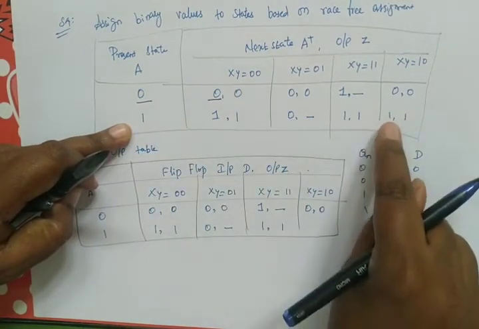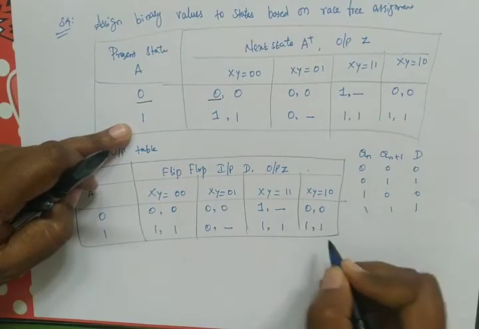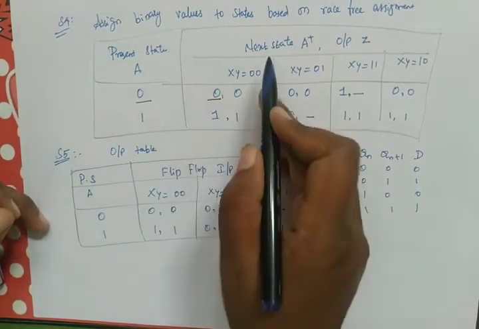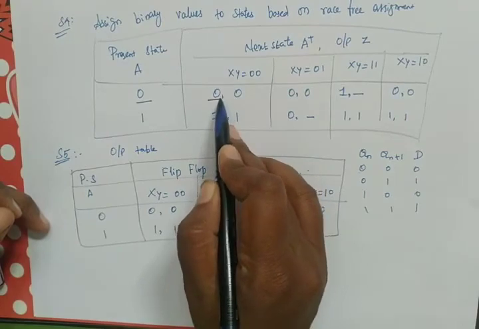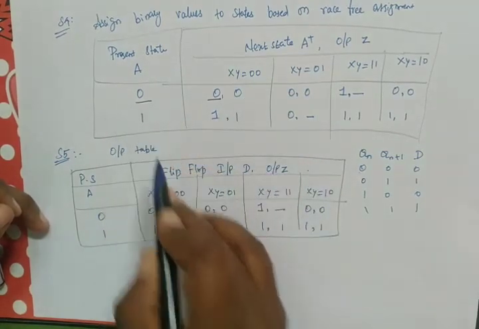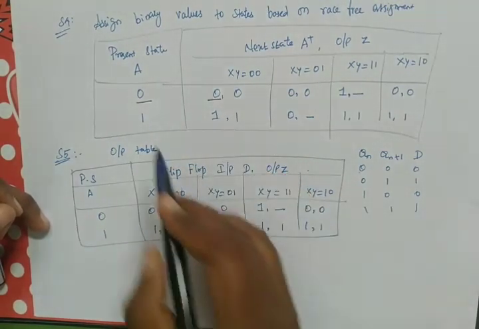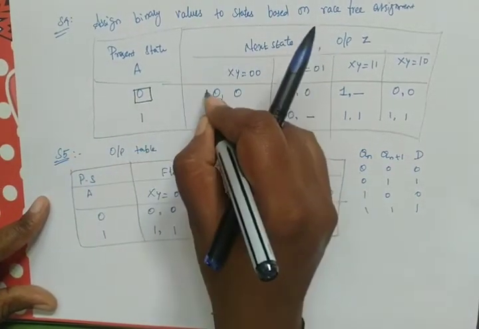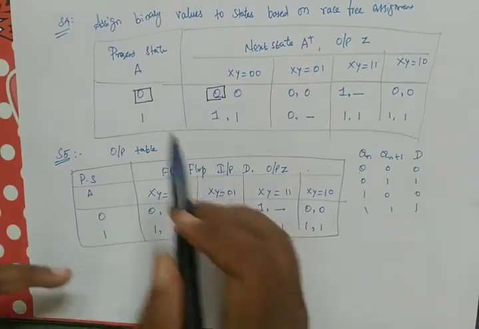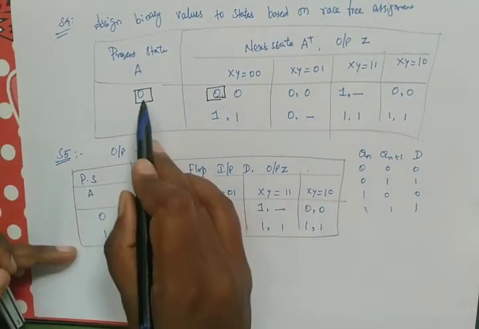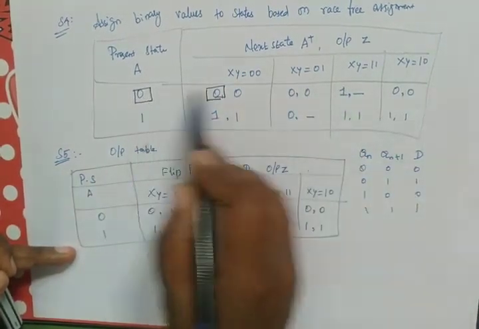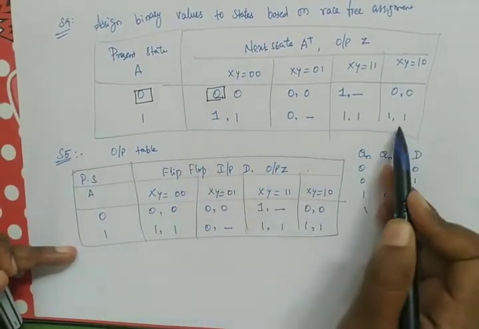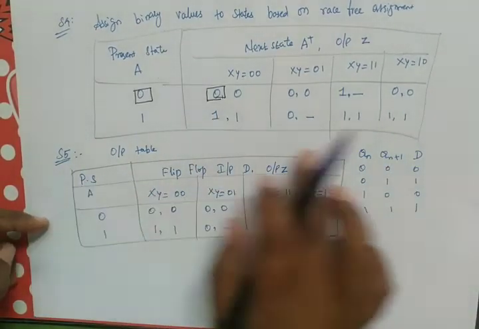Then for 1 1 we will get 1 comma 1. Here we may get confused, because this is our next state, this is our output, because when we write also we are getting the same. So don't get confused. This is our present state, this is our present state, this is our next state. So we have to take this 0 0, then 0 0, 0 1, 0 0, then 1 1, 1 0, 1 1, 1 0. Now we have found the table.